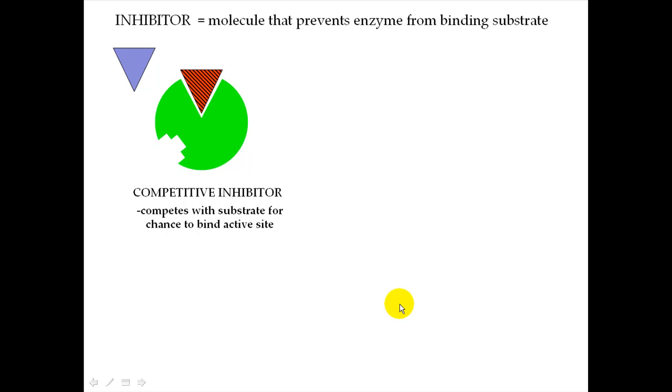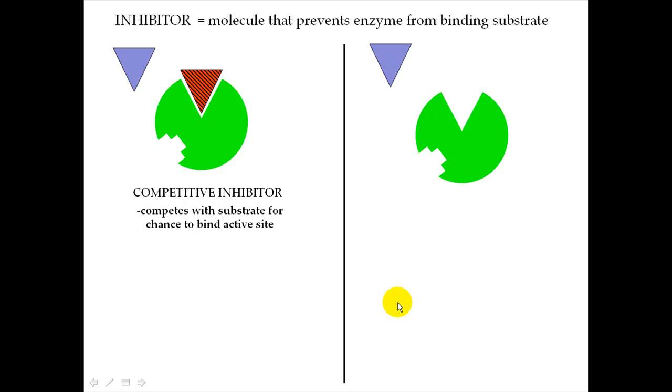Other types of inhibitors work in a little bit different way. These types of inhibitors bind to a different spot on the enzyme other than the active site. So here's a different type of inhibitor that works by binding to a different spot on the enzyme called the allosteric site or the regulatory site.